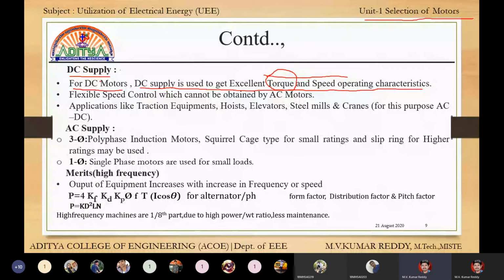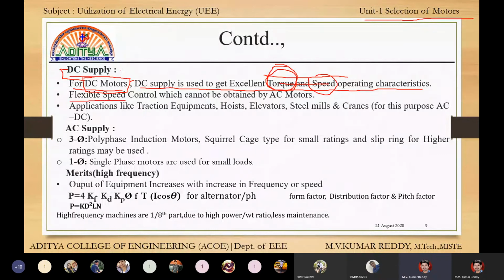DC motors can be smoothly operated and they have the best starting torque, so for those reasons we frequently use DC motors. For these DC motors we give DC supply, and they have the best torque and torque speed characteristics.